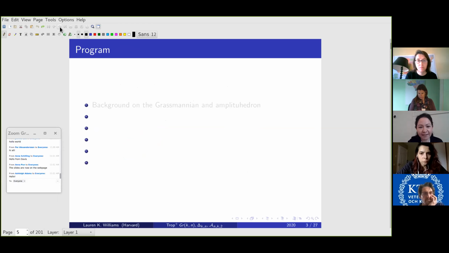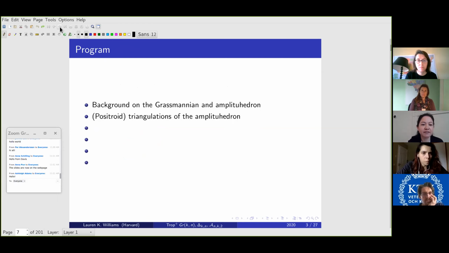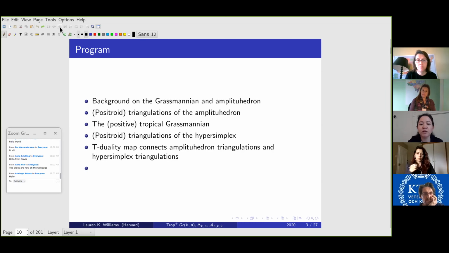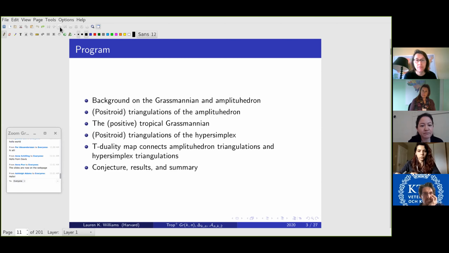Here's the outline. I'll start by giving some background on the Grassmannian and the amplitude hedron. I'll then introduce positroid triangulations of the amplitude hedron. Then I'll tell you about the positive tropical Grassmannian. Then I'll talk about positroid triangulations of the hypersimplex. Then I'm going to connect these two objects via a map that we call the T-duality map. And then I'll end with a conjecture, results, and a summary.